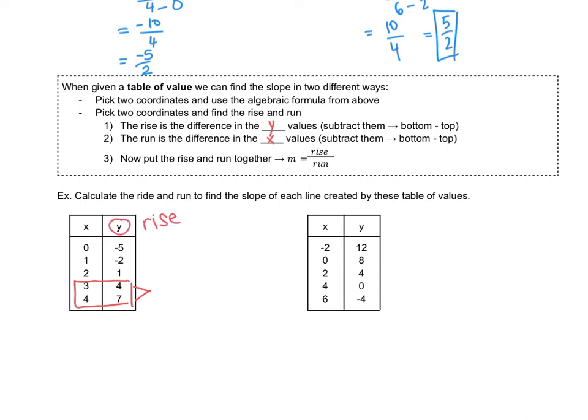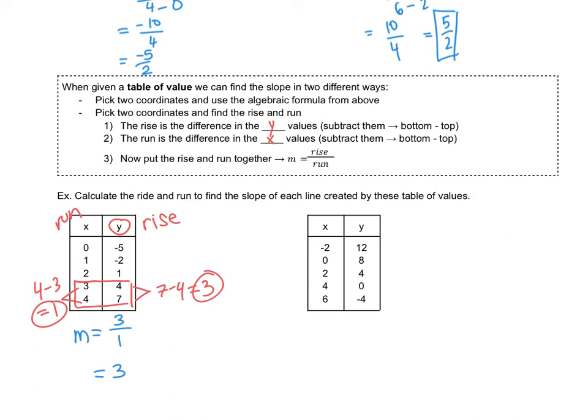Now, whenever you find the difference, I always want you to do bottom subtract top. So 7 subtract 4 is 3. So my rise is 3. My run is for my x. Bottom is 4. 4 minus 3 is 1. Now, let's just put that together. Slope is rise 3 over run 1. That's just 3. Okay? So as the y's increased by 3, the x's increased by 1. And that's exactly what our slope shows us.